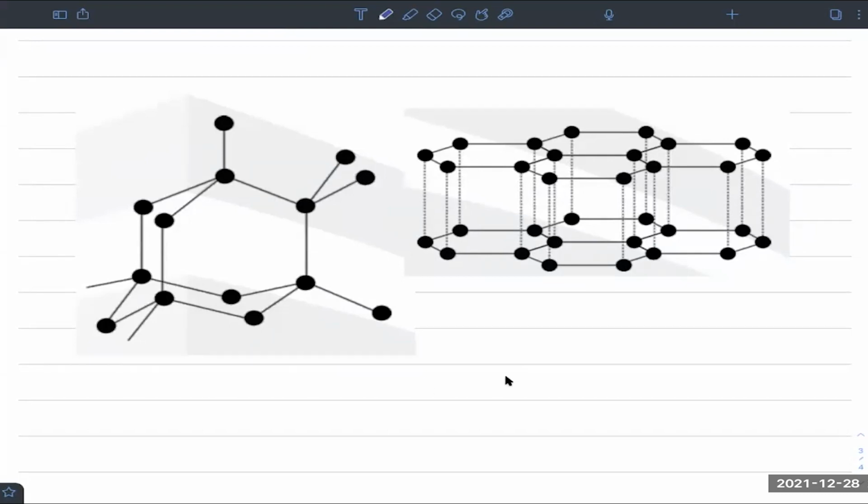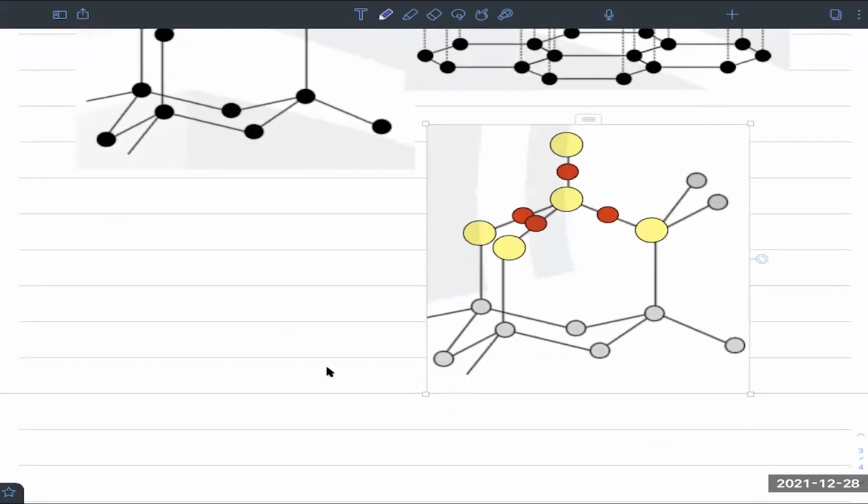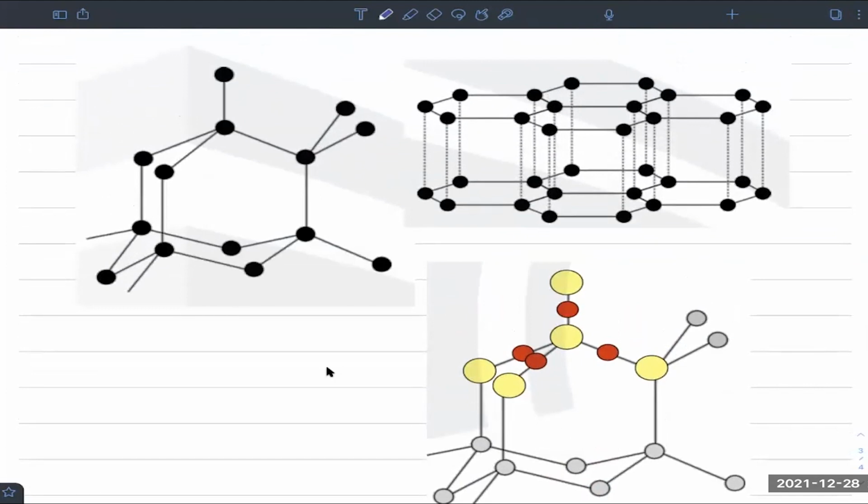So this is the structure of silicon dioxide. The red ones are supposed to be oxygen, and the yellow ones are supposed to be silicon. You can see that there are 4 oxygen joined to every silicon. Sorry, one oxygen is joined to 2 silicon, and one silicon is joined to 4 oxygen. So the ratio is 2 to 4, which is why the formula is SiO2.